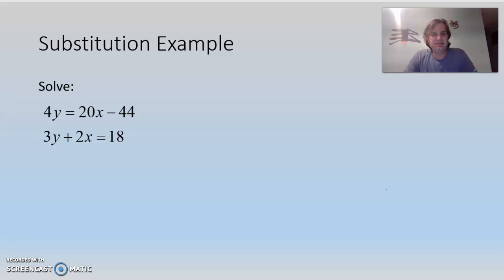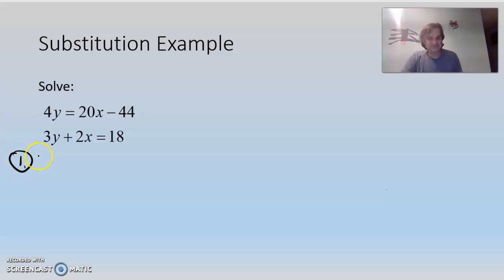Hey, it's Mr. Allred here, and I am working on systems of equations, and we just talked about how to solve with the substitution method. And here we've got another system for substitution. The first equation is 4y equals 3x minus 44. The second equation is 3y plus 2x equals 18. So we're going to go through and try and solve this using our steps.